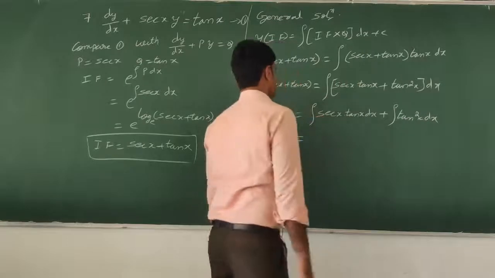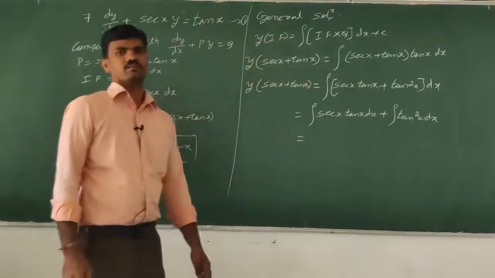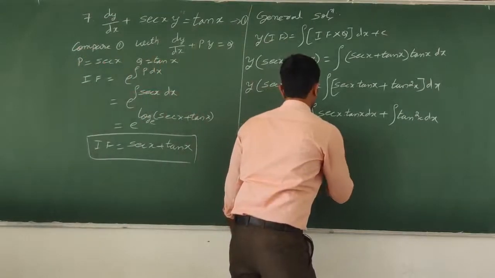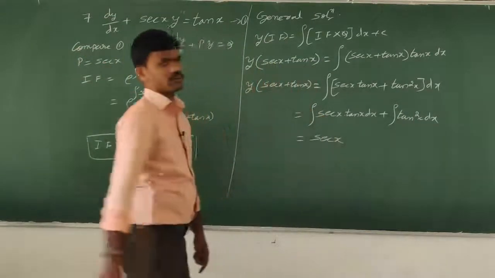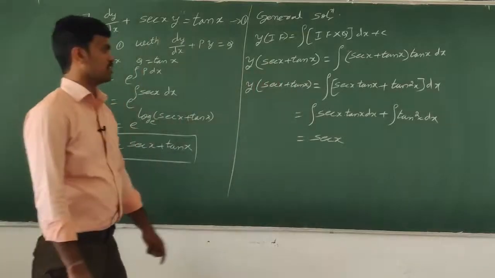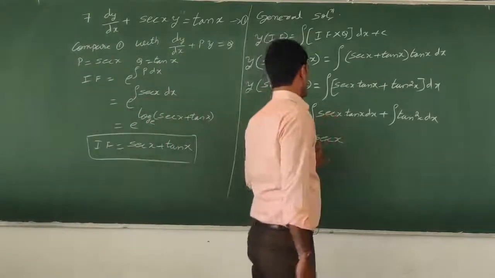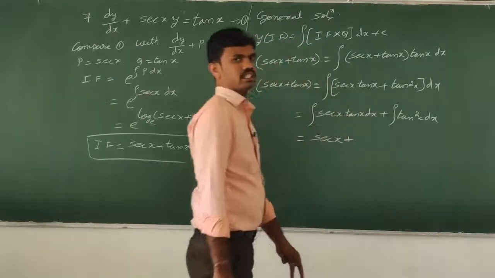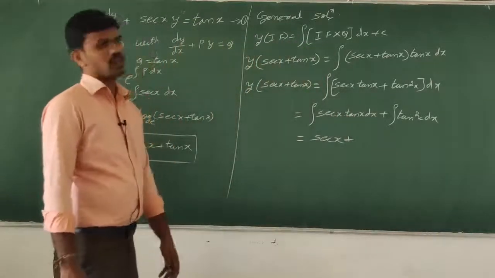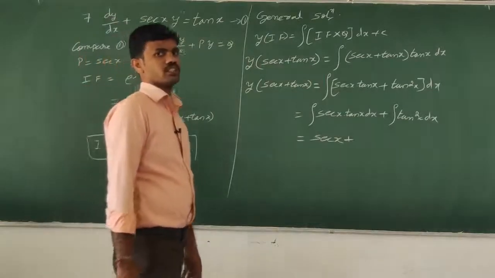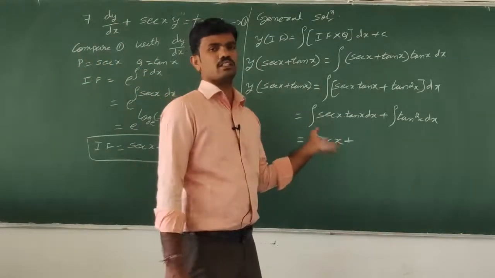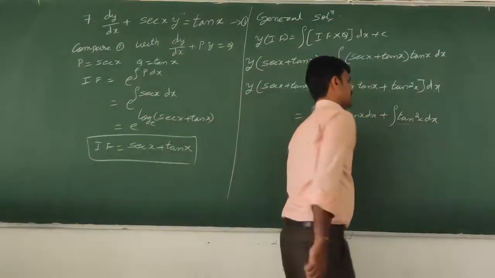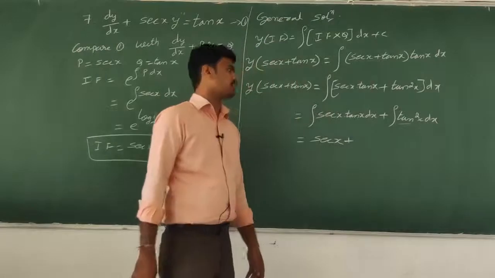So this is equal to integration of secant into tan. Differentiation of secant x is secant x into tan x, so integration of secant x into tan x is secant x. Plus, we don't know the integration of tan square x directly, but we know one identity, that 1 plus tan square x is equal to secant square x, so tan square x is equal to secant square x minus 1. We don't know any standard value of integration of tan square x.